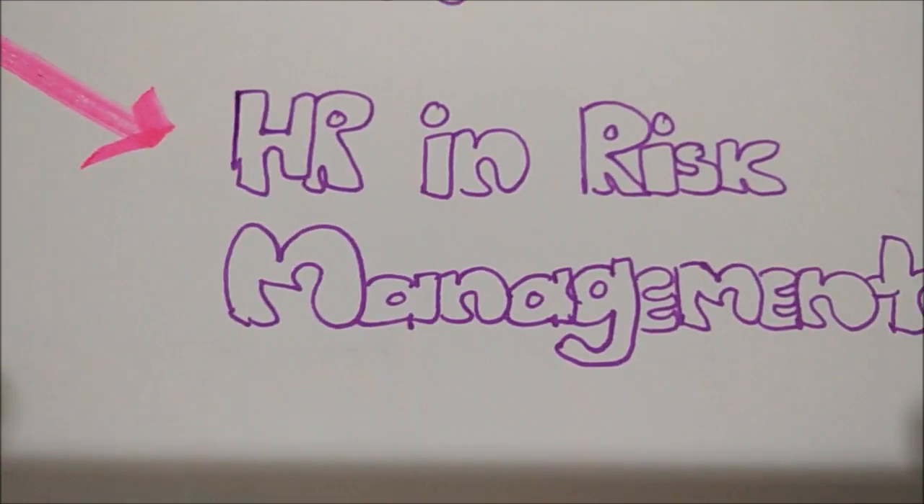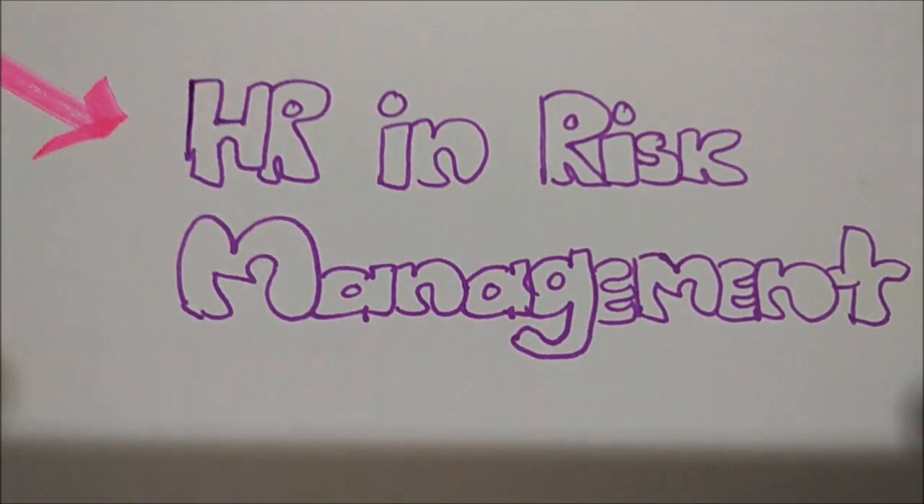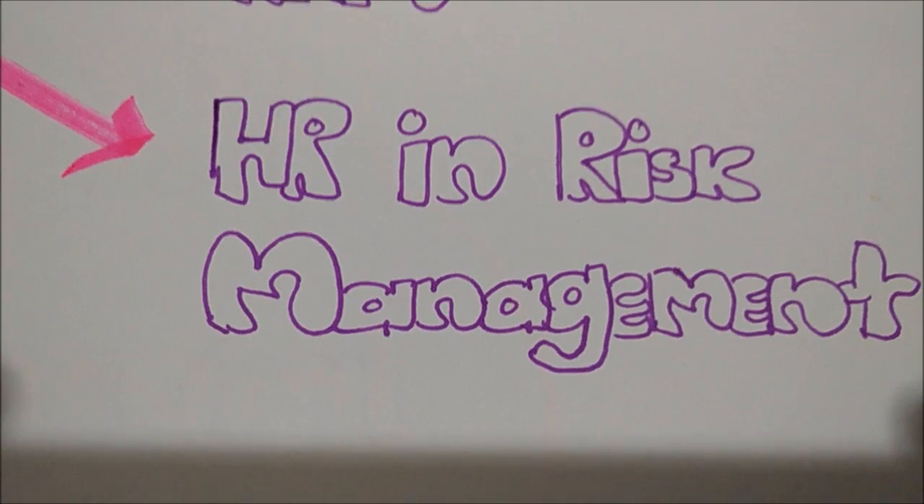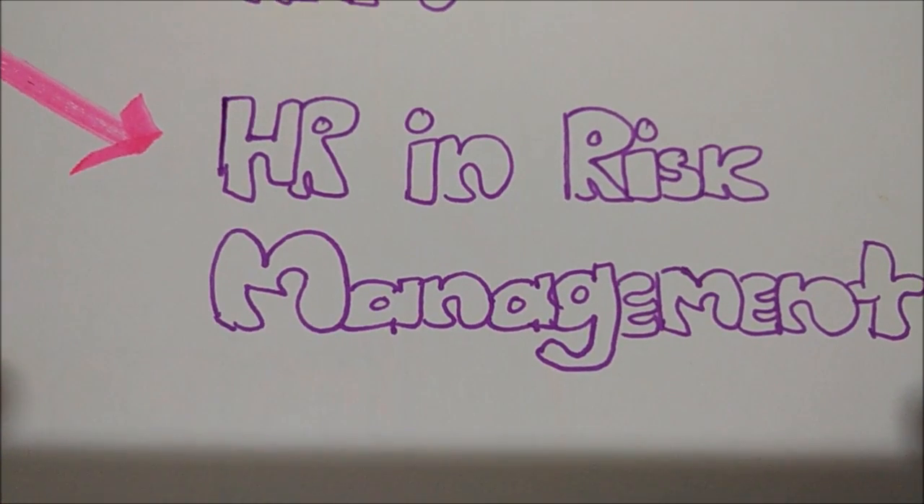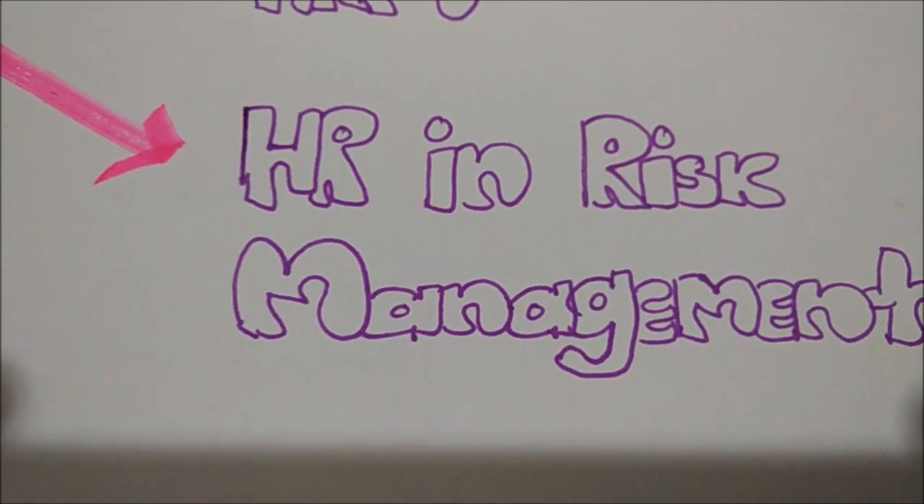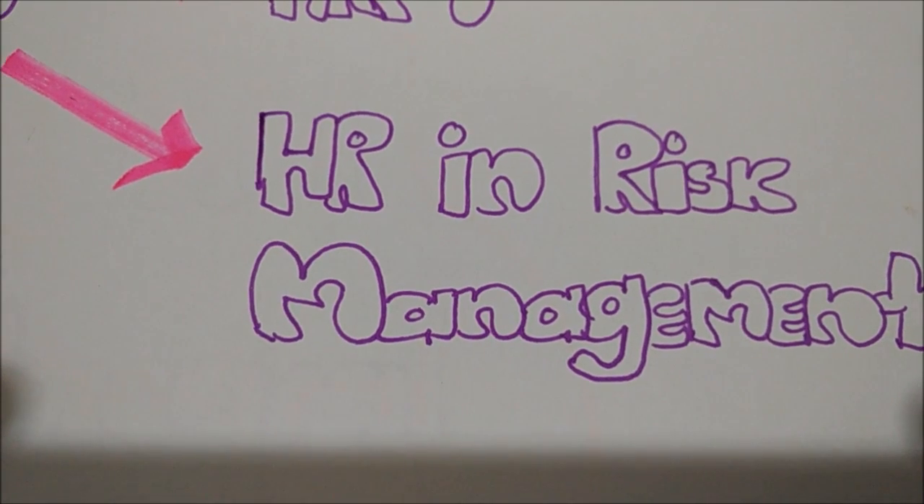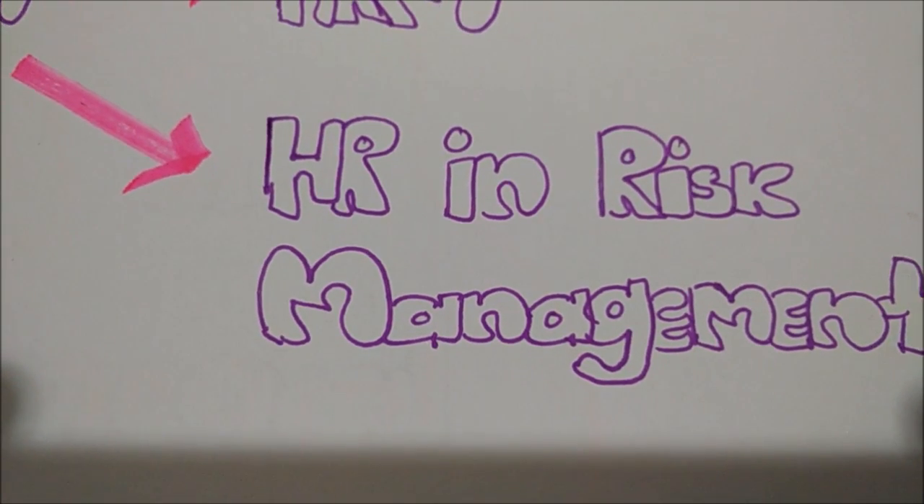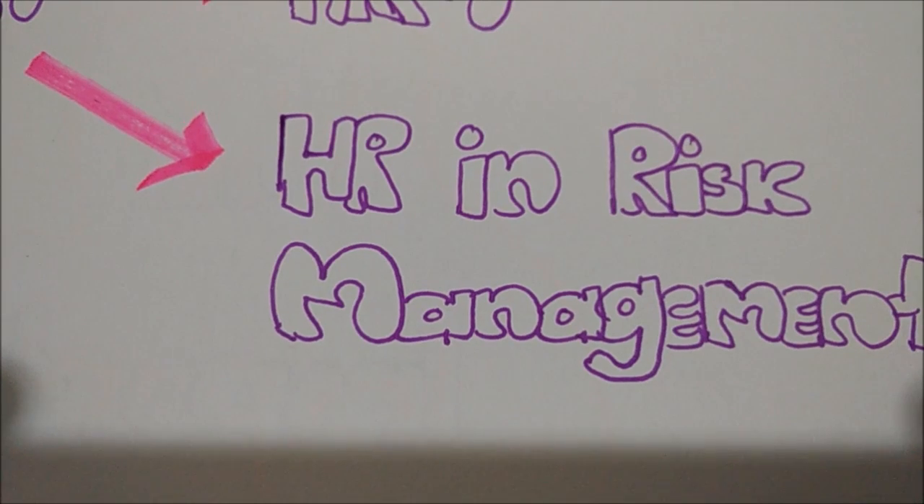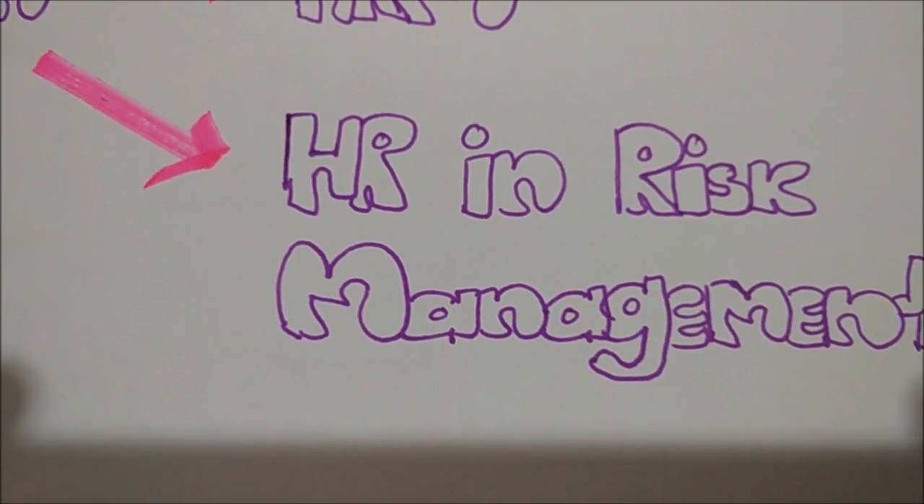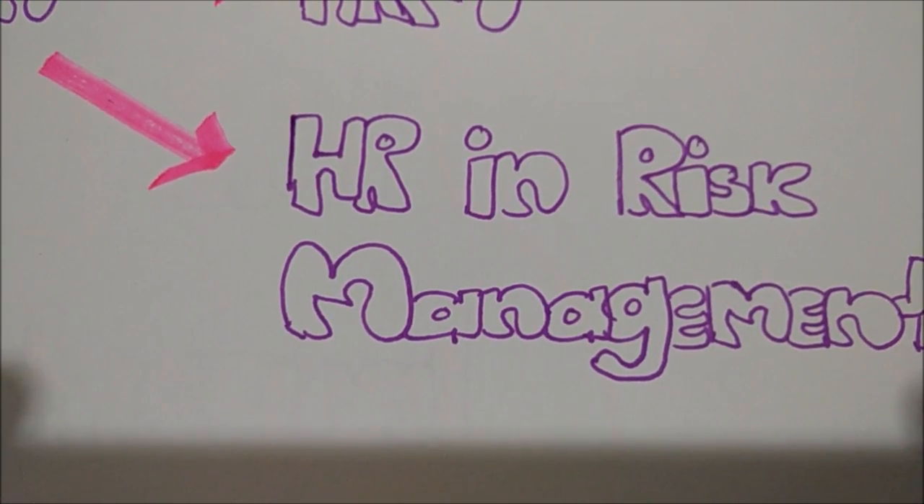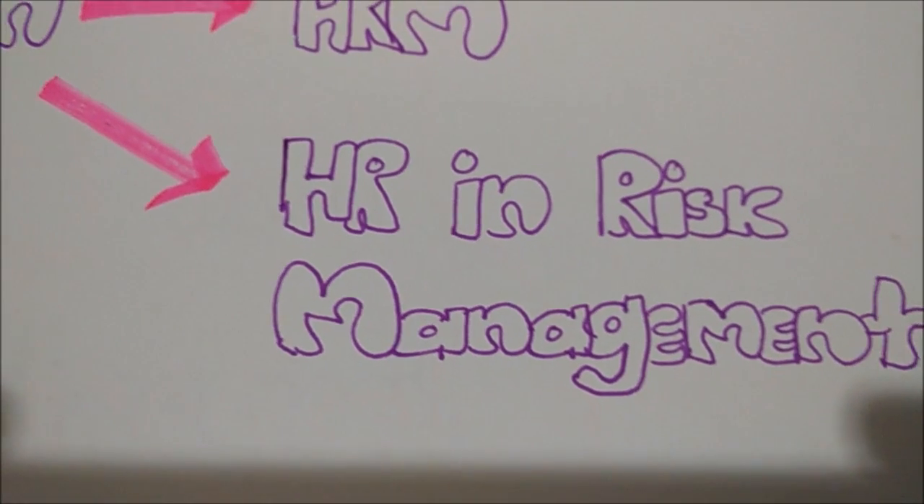Definition of human resources in risk management. Risk is often defined as a bad outcome in the future in the organization. Examples of human resources risk are violating laws, abusing employees, harming the environment, and loss of key talent.